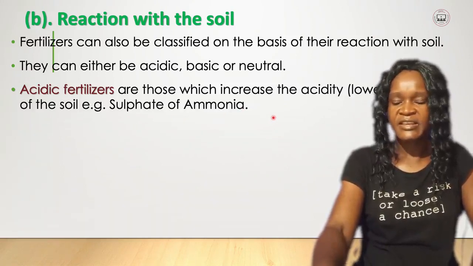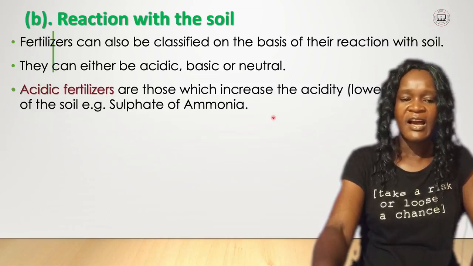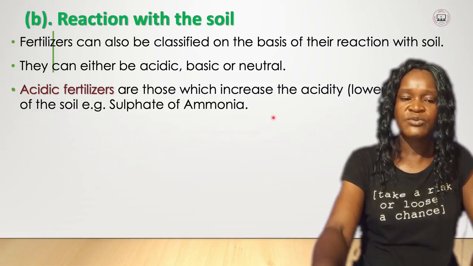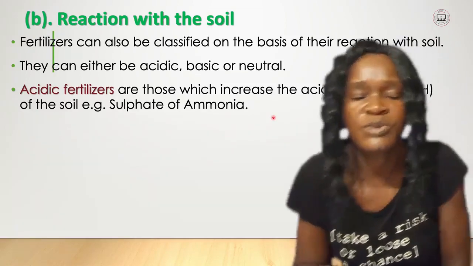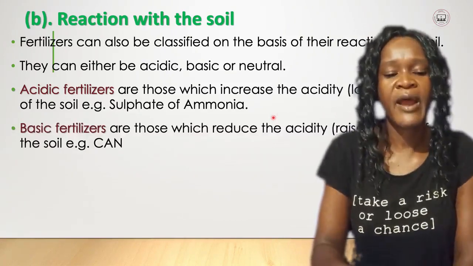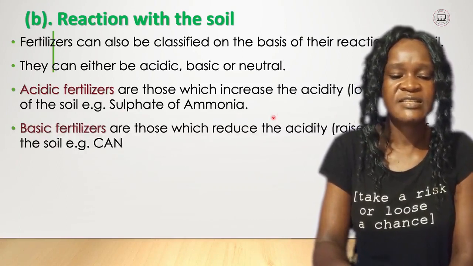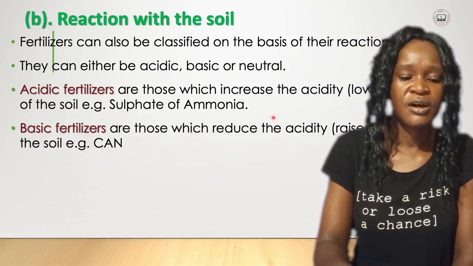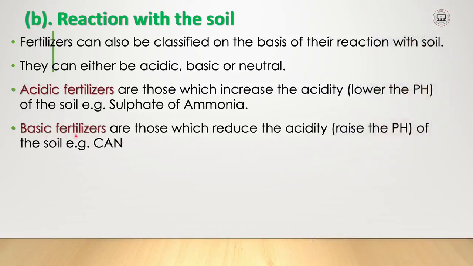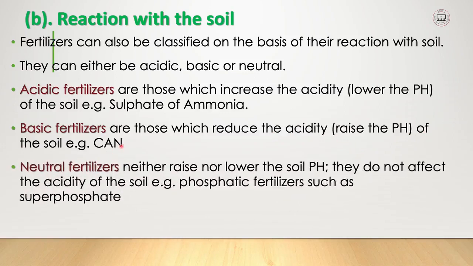So we can classify the inorganic fertilizers depending on the reaction with the soil. If they are applied to the soil, they will make the soil to be acidic. They are classified as acidic fertilizers. While if we apply the fertilizers and they will make the soil to be alkaline, they are classified as basic fertilizers. So basic fertilizers are those which will reduce acidity or raise the pH of the soil. So we have good example of CAN. CAN is a basic fertilizer.